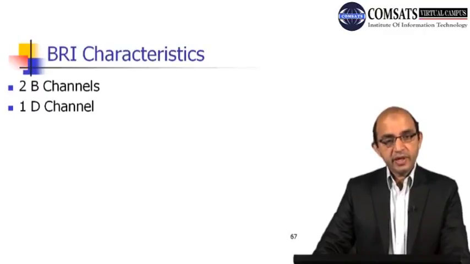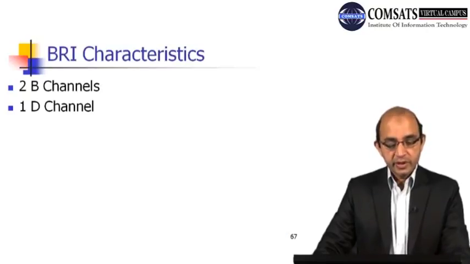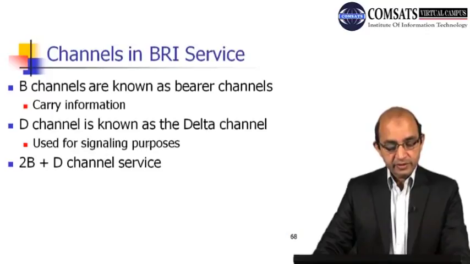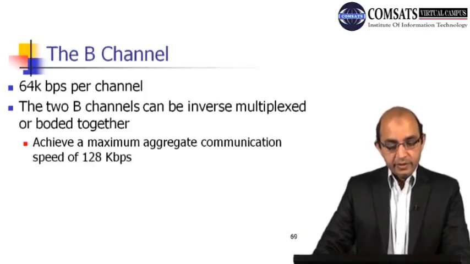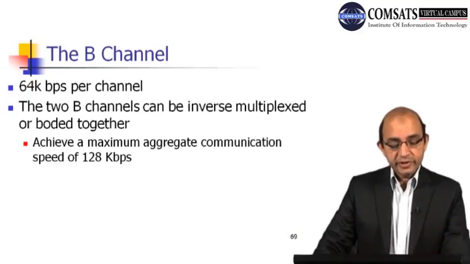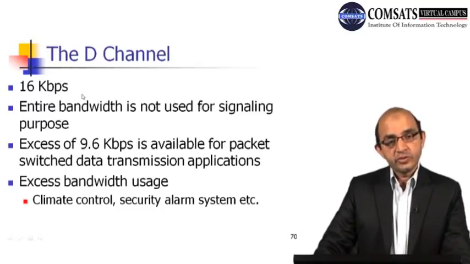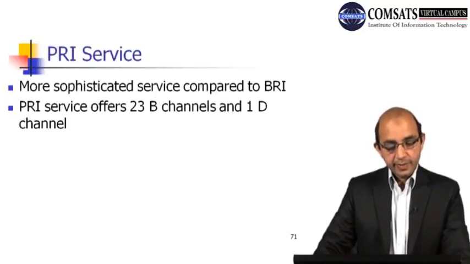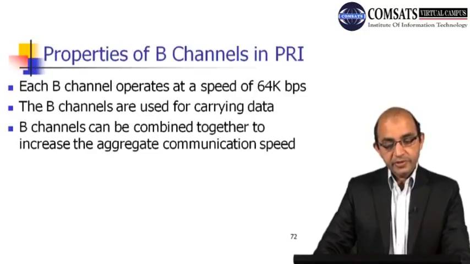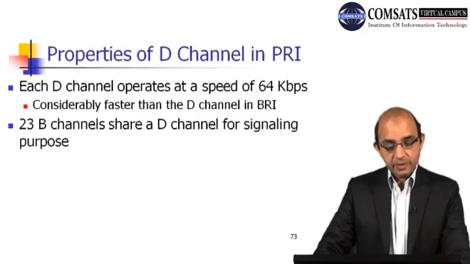communication. So in BRI we have two B channels, bearer channels, for data, and one D channel for control information. The B channel I have already mentioned. The B channel is actually 64 kbps and can be inverse multiplexed, right? The D channel is also 64 kbps, but we can have from 16 to 64 kbps depending upon the requirement, right? So here we have the properties of B channels in PRI, and D channel in PRI.